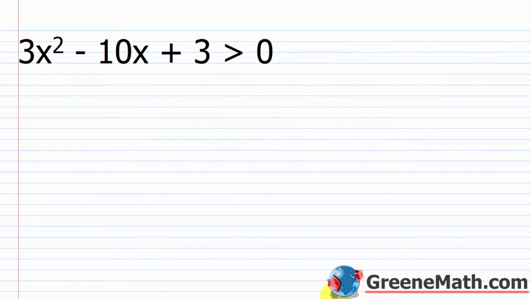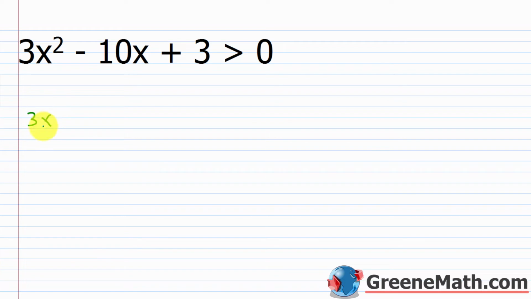Okay, so now let's jump in and look at a problem. Once we get going on these, you'll see that they're very, very easy to solve. So we have 3x squared minus 10x plus 3 is greater than 0. The very first thing I want to do is make this into an equation.